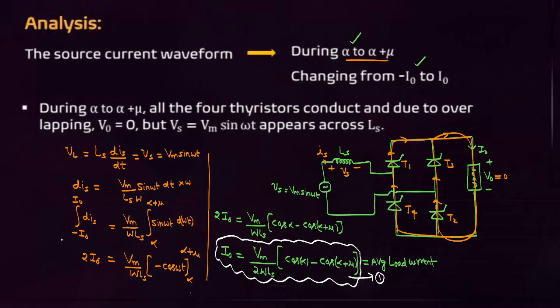The source current waveform during alpha to alpha plus mu changes from minus I naught to plus I naught. With that observation, I'm not giving the detailed derivation here. I have given the steps, please go through them.